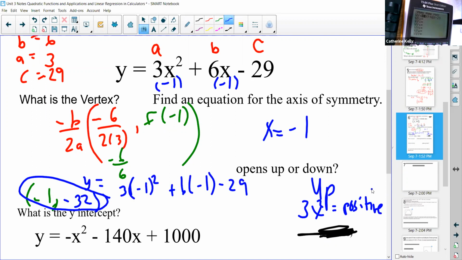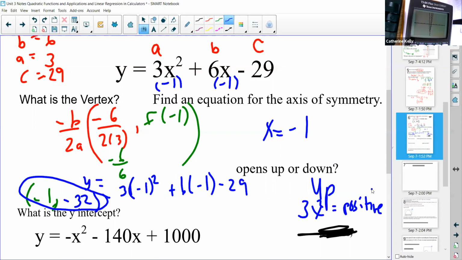Let's put it in our y equals. So y equals 3x squared plus 6x minus 29. And then I'm going to go to my window and correct my window. I choose negative 50 to 50 because my vertex is negative 32, so I have to at least get that far. And I might as well make it a perfect square. I'm going to go up by tens just so that I don't have a whole bunch of little lines on my axis. And when I graph, I have this.